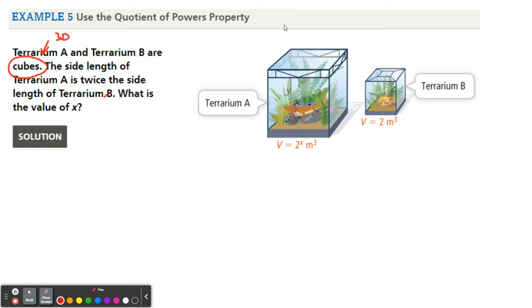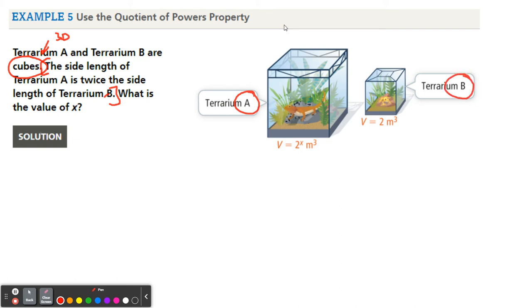So this statement right here, the side length of terrarium A is twice the side length of terrarium B. That's very important, and they want x. And of course, x is this exponent right here for the volume of terrarium A. Notice we're talking about volume because it's 3-dimensional. Area is 2D, like in the last problem, with a blanket that's flat. Terrariums that are cubes are 3D. So again, let's be focused that this is A and this is B.